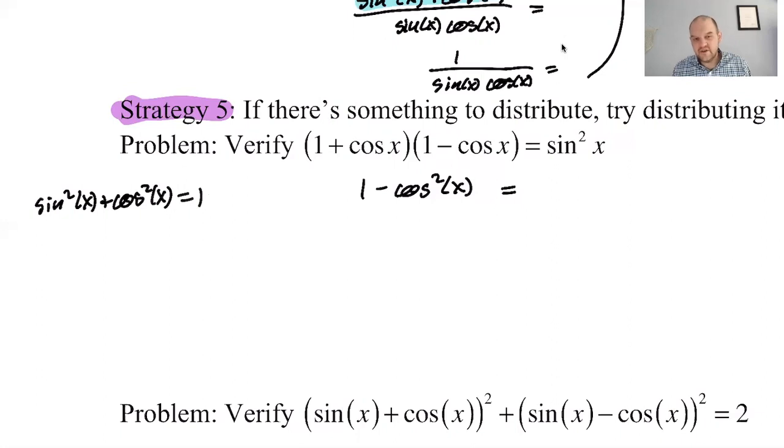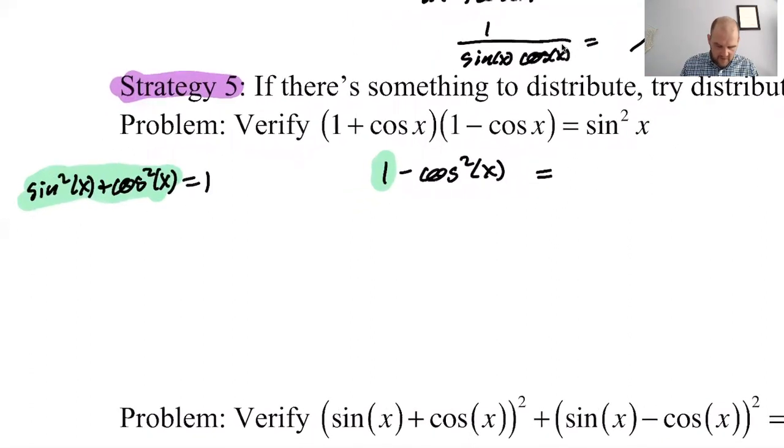Now, since I know that, I'm going to do something that feels really weird. I am going to replace 1 with sine squared plus cosine squared. It's straight substitution. It's an incredibly useful substitution that I do kind of frequently, so I think it's good to see it as soon as possible. It feels like you're going in the wrong direction because things got bigger and longer.